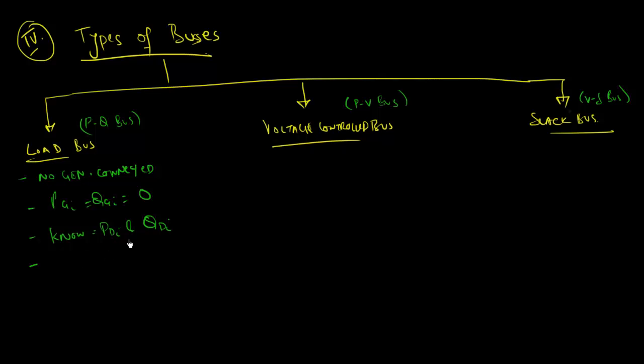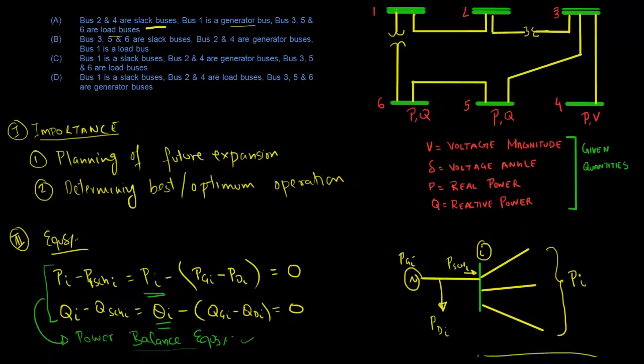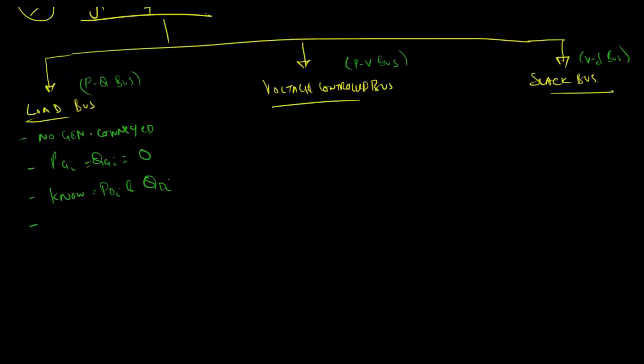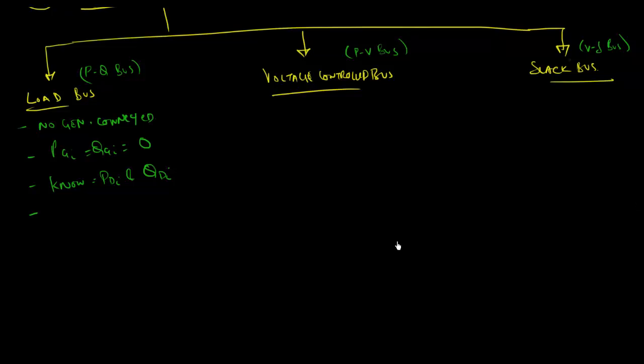If it's a future expansion, as I mentioned, if let's say you're connecting a 7th bus here, which is a commercial setup, then you would know through load forecasting and historical records what you can plan for. So your known quantities are P and Q, and your unknown quantities on a load bus are V and delta. A voltage controlled bus is any bus where the voltage is kept constant.